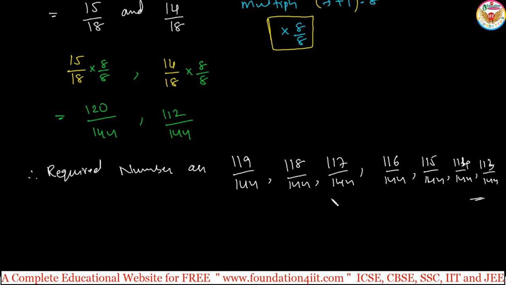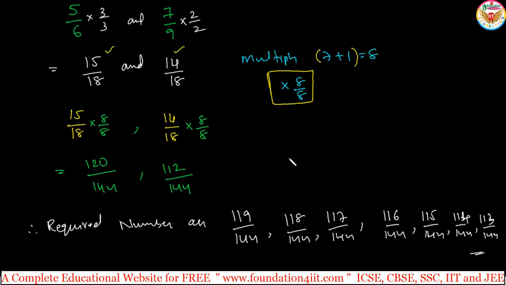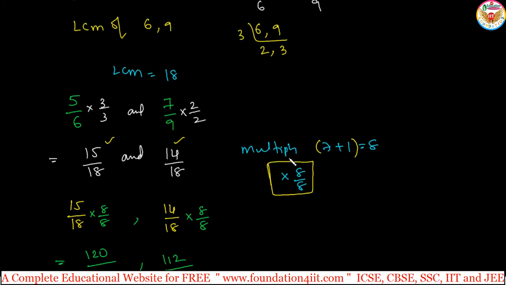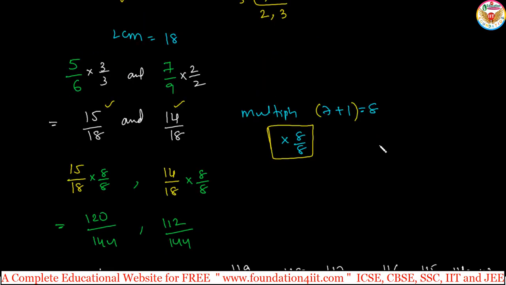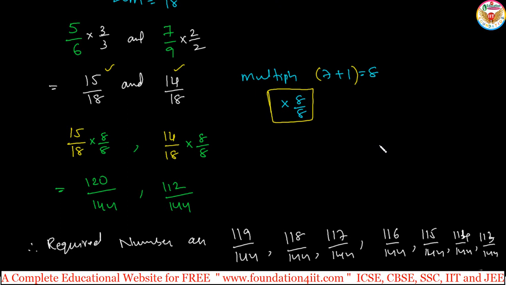This is the simple and easy technique. First make the denominators the same number by taking the LCM, then multiply and divide by the number of rational numbers required plus 1. We'll get the answer this way. These are the topics from this chapter 1, so you can go through them clearly one by one.